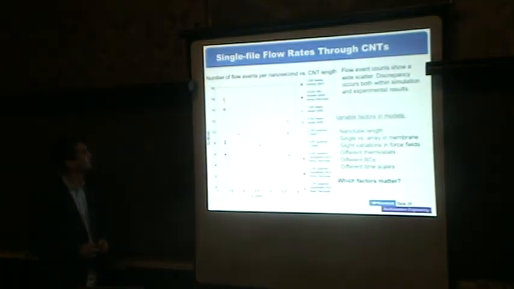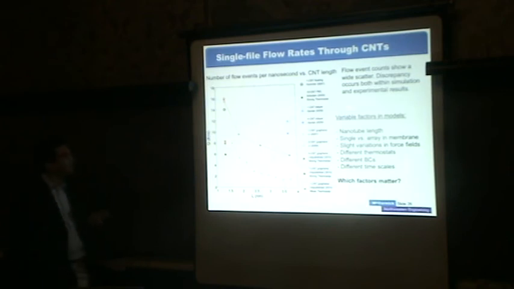Okay, so the basic idea we demonstrate here is that the number of flow events per nanosecond can be counted and compared for different parameters. And there are many studies in the literature with regards to these flow measurements. If you look at all the literature, there are many different factors that play a role. Nanotube length obviously plays a role. Single tubes versus arrays in membranes have been used. Slight variations in force fields are observed. Different thermostats, so different ensembles, different boundary conditions, and different time scales of simulation are some of the factors.